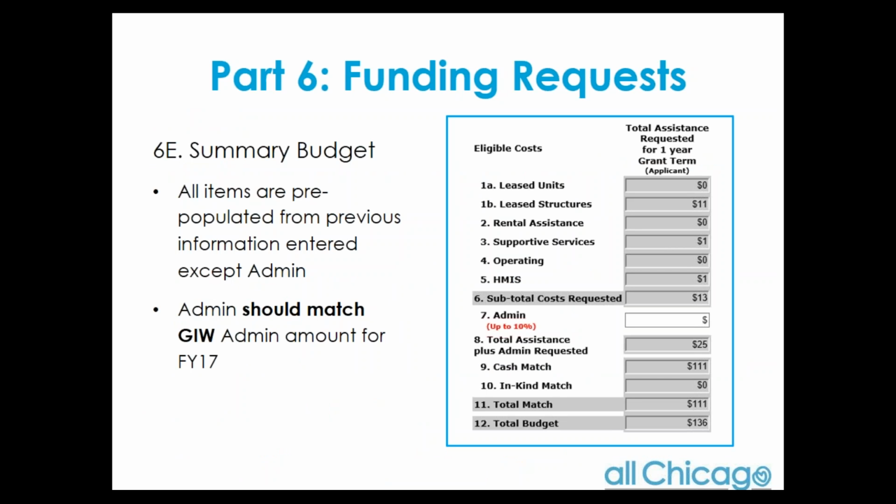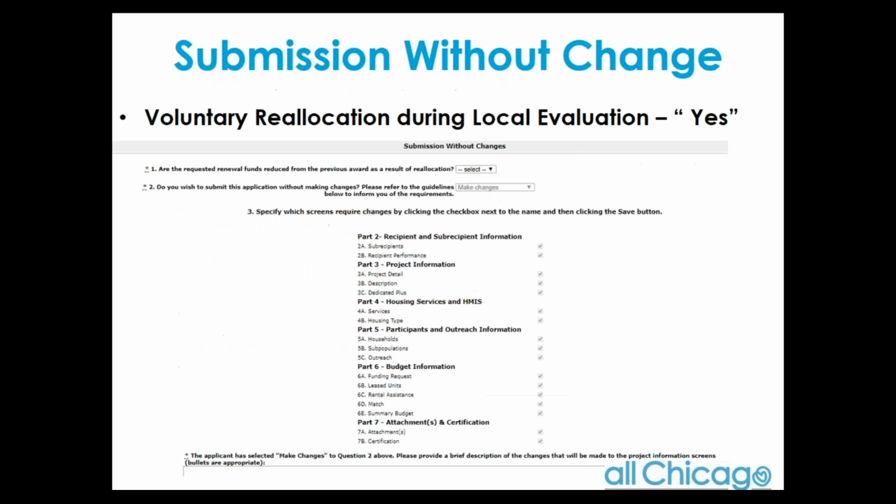After you've completed all your specific budget line item amounts, you will arrive at the summary budget, and all of this information will pre-populate based on what you've entered, everything except your admin amount. Your admin is up to 10%, but it must match what you submitted during your GIW stage. For many of you, you increased your admin amount but decreased other budget line items, so make sure that is represented as it is on the GIW.